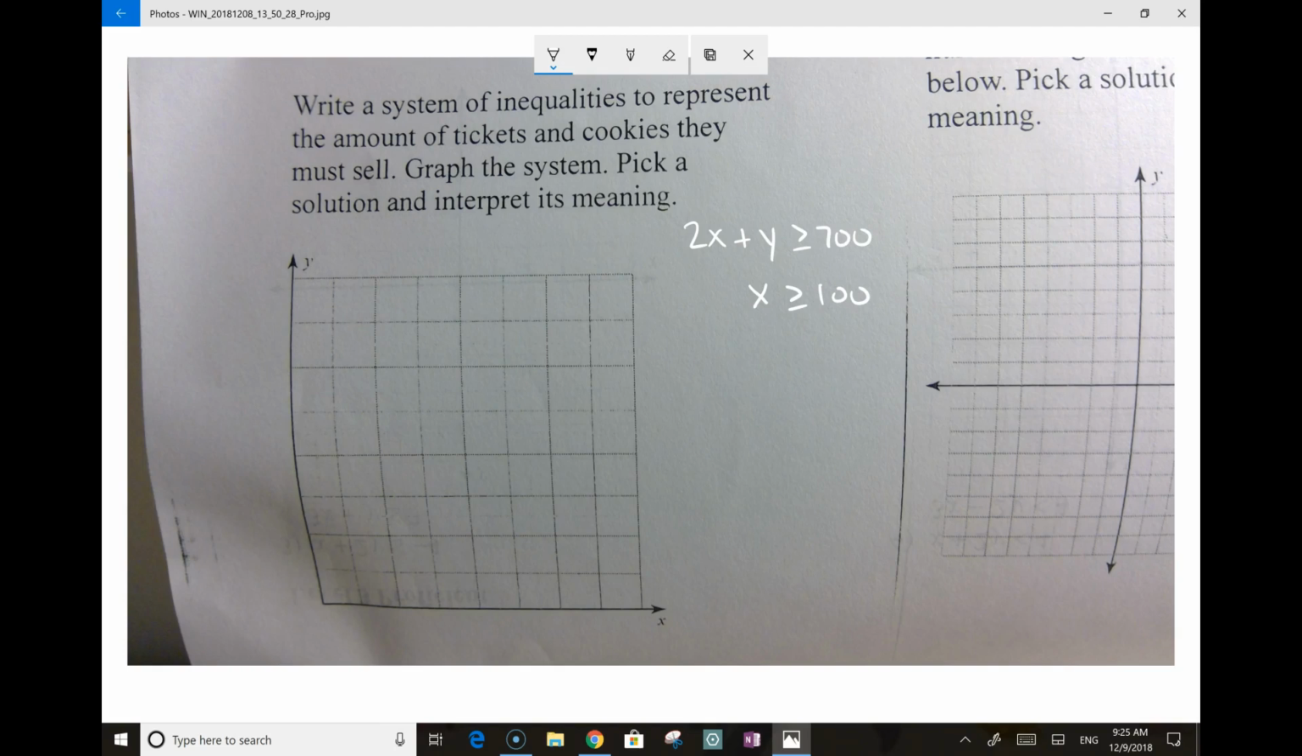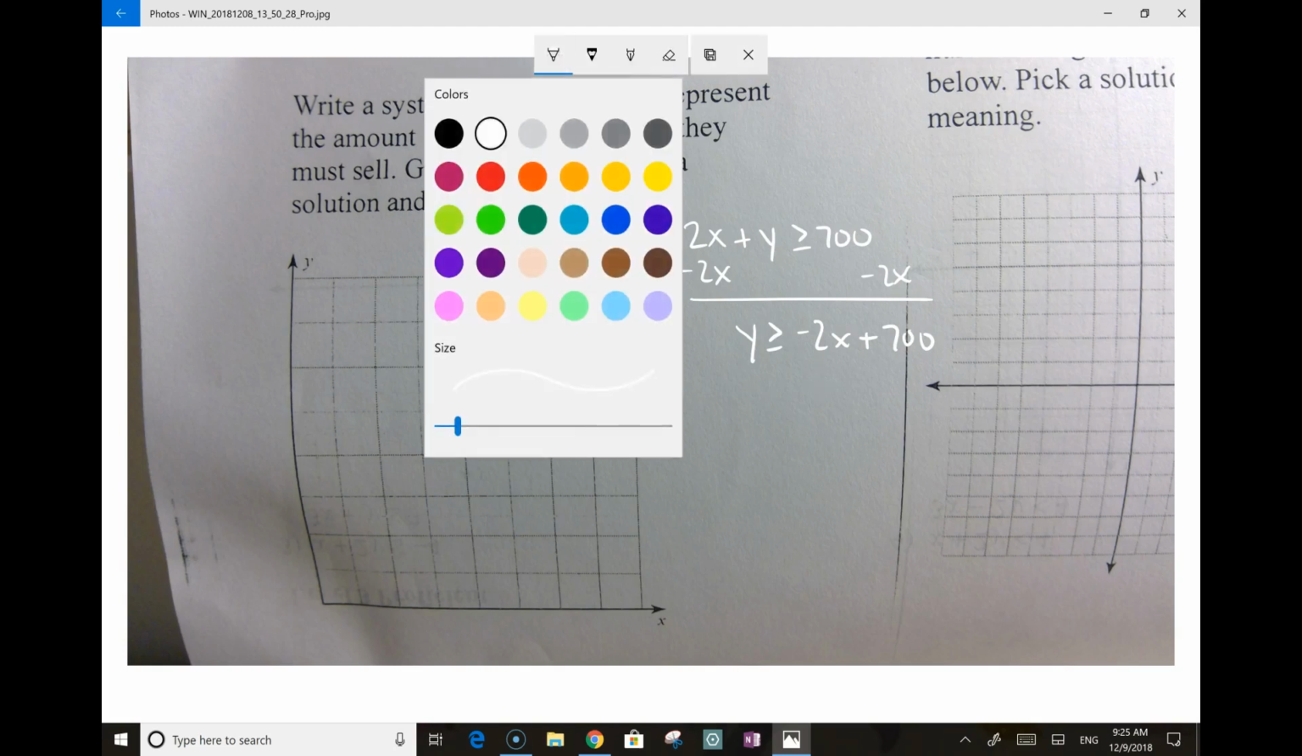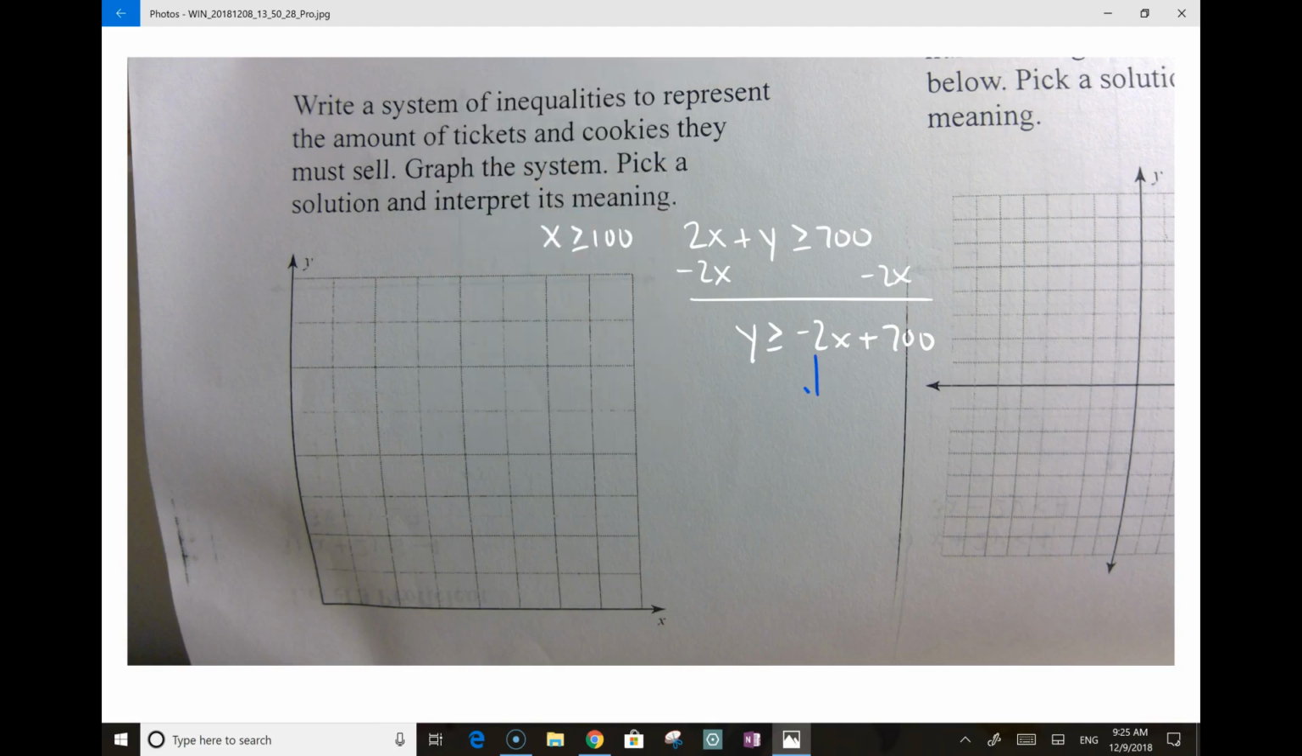First of all, I just realized that I'm going to have to change into slope-intercept form. So I'm going to subtract 2x on both sides. And this gives me y is greater or equal to negative 2x plus 700. Now this slope over here, I'll use a different color. The slope is negative 2 over 1. However, look at my y-intercept. It's 700. So if you were to go simply down two tiny jumps from 700, it would be hardly recognizable.